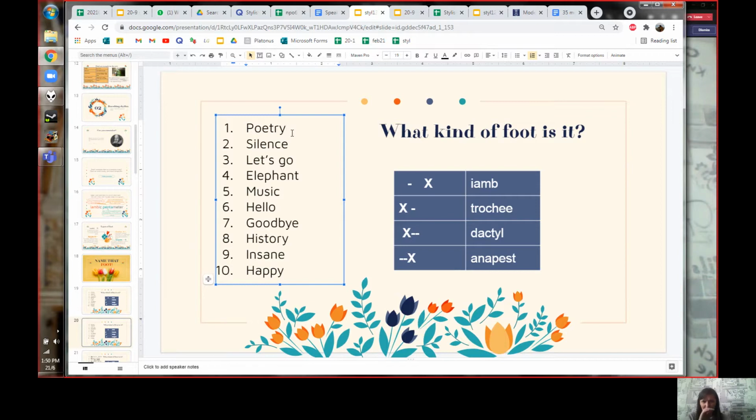How many syllables in poetry? It's three. It goes like this: po-e-try. Where's the stressed syllable in poetry? Well, it's the first syllable, right? It's not poetry, it's poetry. So this word goes da-da-da. What's the name of this foot? It's a dactyl.